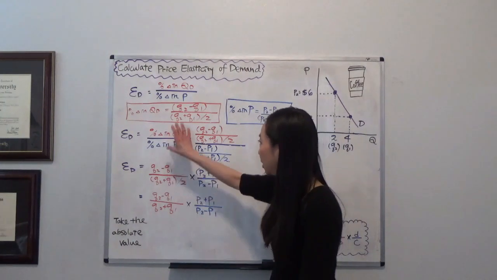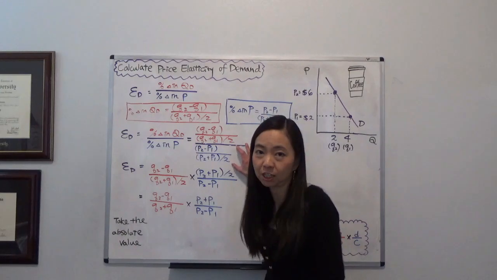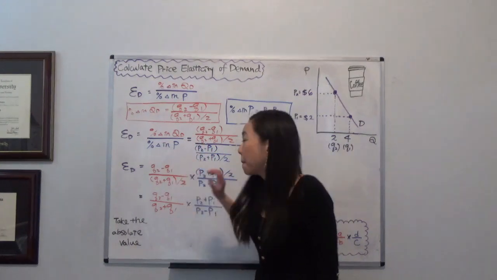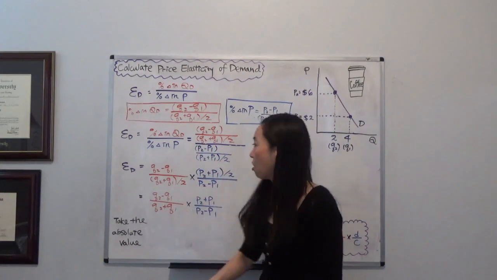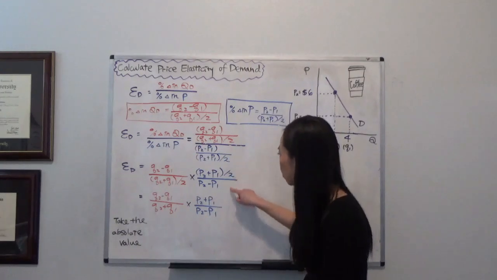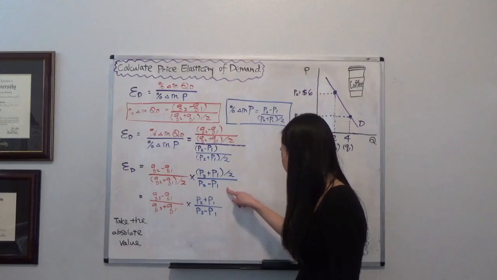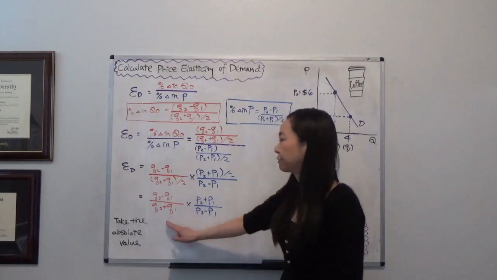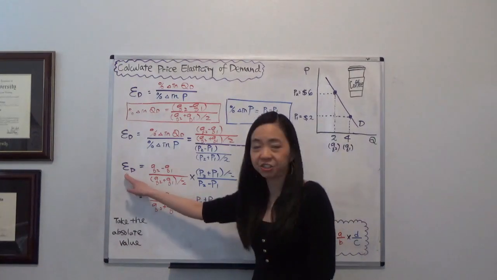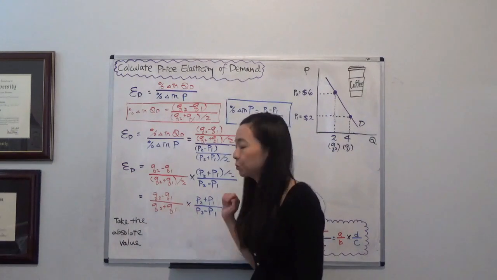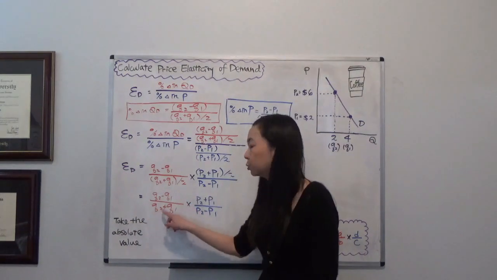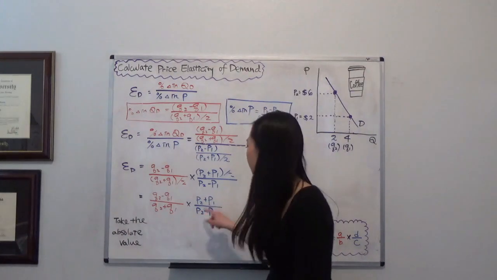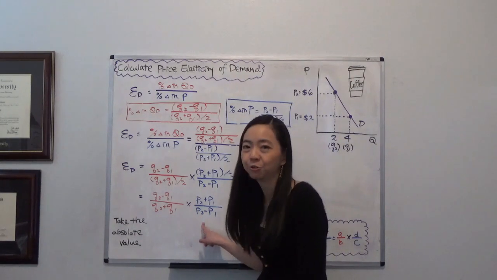We have percentage change in quantity demanded divided by percentage change in price. And that's equal to percentage change in quantity demanded multiplying by the reciprocal of percentage change in price. You can see that is a reciprocal here. And then the next is that we're going to cross out the one half. And then you have the final formula. Your price elasticity of demand is equal to Q2 minus Q1 over Q2 plus Q1 times P2 plus P1 over P2 minus P1. So that's your final formula.